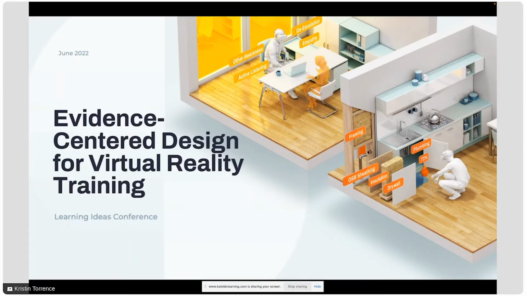My name is Kristen Torrance, and today we will be talking about evidence-centered design for virtual reality training. I first learned about ECD while I was designing educational games for K-12. My background is in cognitive science and game-based learning. When I made the jump to designing virtual reality training for adult learners, I really saw the parallels in immersive learning. Currently I serve as the head of learning engineering for a company called Tailspin, where I design virtual reality training and help develop approaches for evaluating the efficacy of our learning solutions.